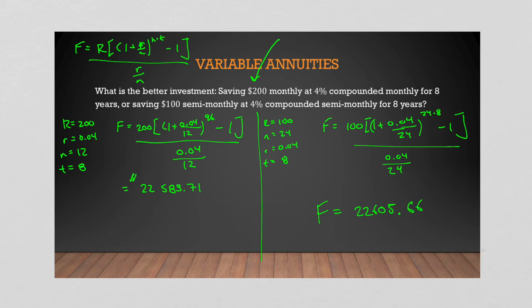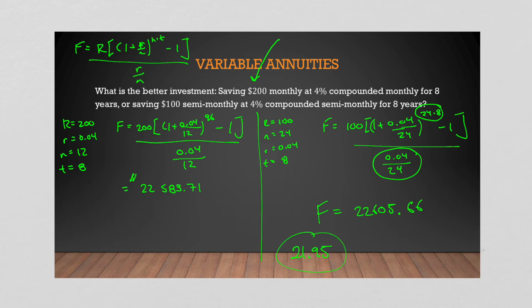So you can see slightly different in the answers, even though the amount of money saved is the same. $200 a month versus $100 semi-monthly is still $200 a month. But what changes, this exponent gets bigger, this ratio gets smaller, so it gives us larger values by just a little bit. And it's not a lot. If you subtract 22,583 from 22,605, it's a difference of $21.95. But it's still a difference.